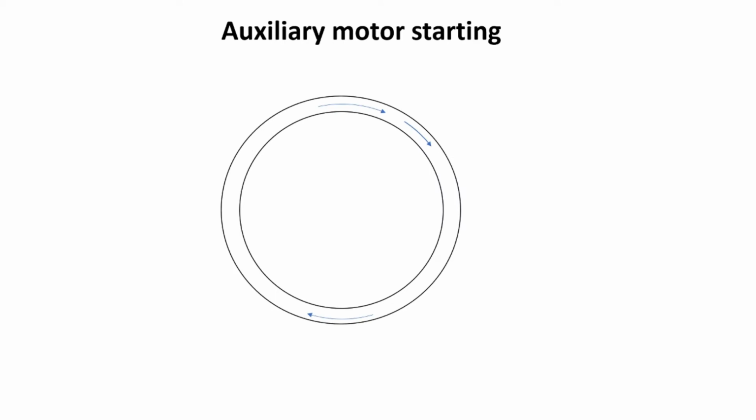First of all, let's consider auxiliary motor starting. This is the stator of the synchronous motor. Whenever three-phase supply is given to the stator, a rotating magnetic field is generated which rotates at synchronous speed. Say at the point of consideration, this is the polarity of the poles in the stator, that is SS and NS. This is the rotor.